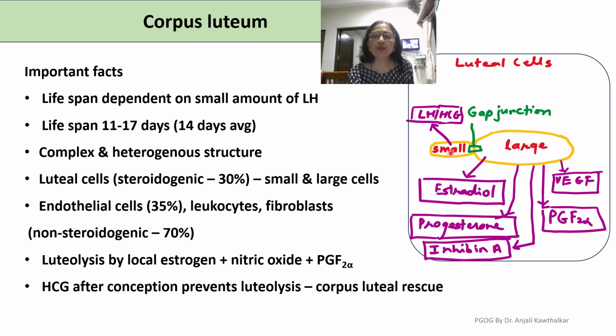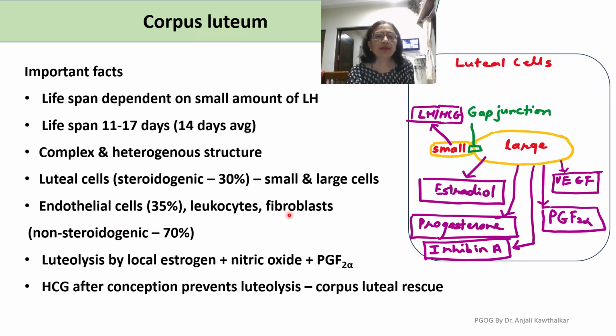There is an abundance of small cells. They secrete only LH, but there are gap junctions, and that is how these small and large cells together regulate each other's function. That is why, though the small cells are in abundance and large cells are fewer in number, the secretion of all these hormones takes place normally because of the presence of these gap junctions between the small and large cells.